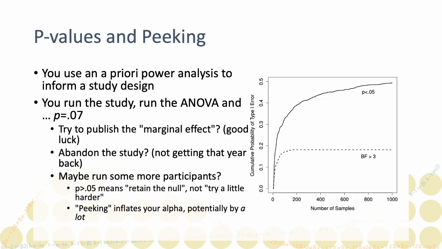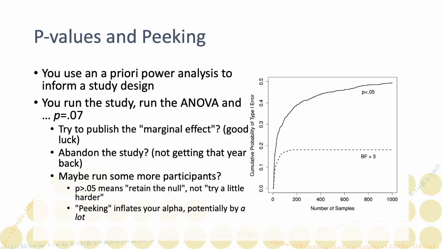0.07 is awfully close to 0.05, and it certainly looks like something might be there. Maybe if you just ran a few more participants. Well, this is an option that many people would take, since it makes the best use of scarce resources. However, when p is greater than 0.05, it means retain the null, not try a little bit harder.